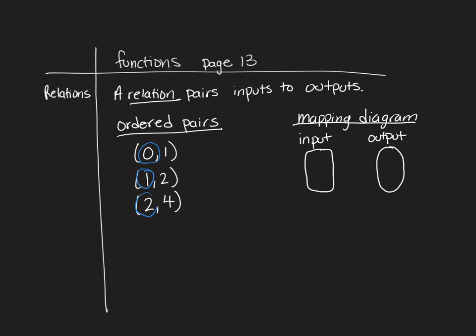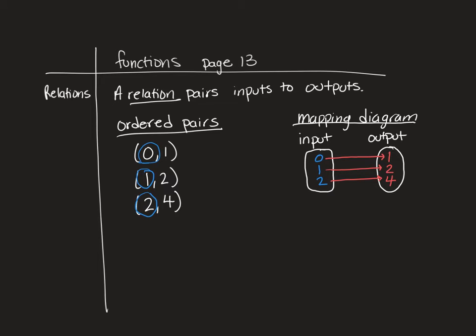If I input the number 0, my output will be the number 1. 0 goes to 1 if you look at my first ordered pair. If I look at my second ordered pair, 1 maps to 2. And then 2 maps to 4.